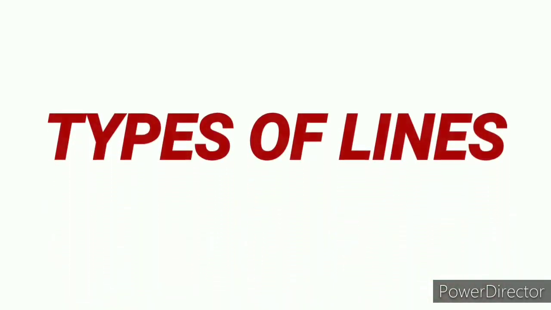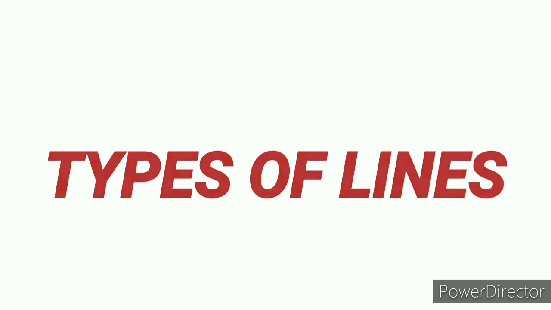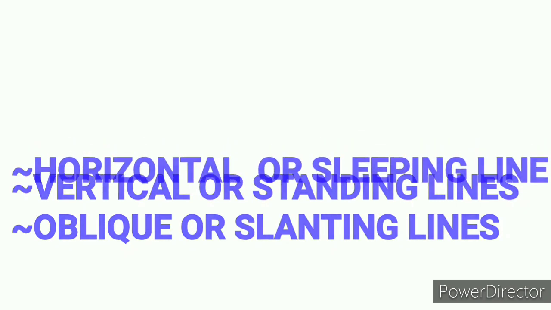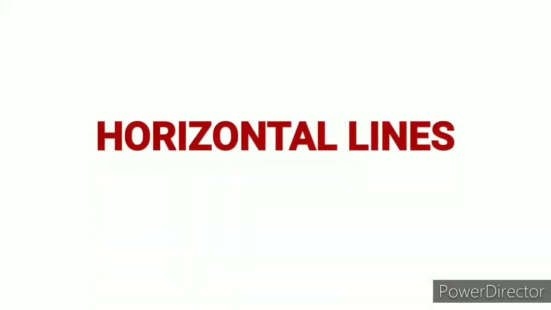Let's start with the different types of lines. 3 types of lines. Number 1, horizontal lines, also known as sleeping lines. Second is vertical lines, also known as standing lines. And third one is oblique or slanting lines. So let's start with our first, horizontal lines.